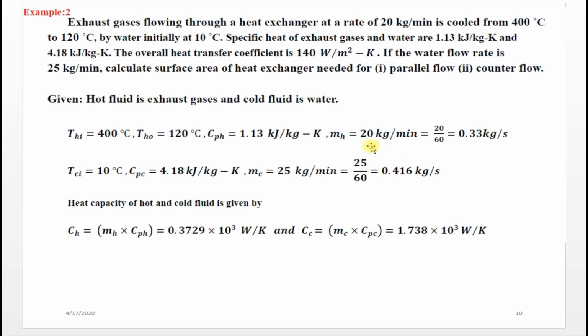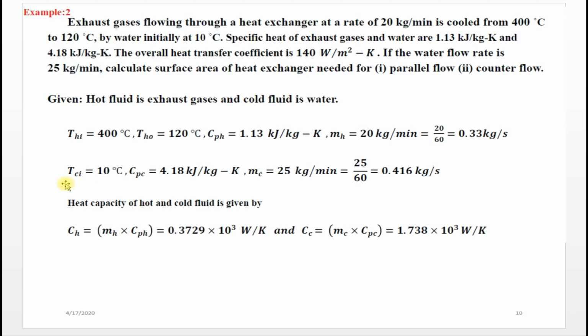This mass flow rate should be in kg per second, because finally we have to get Q in kilowatt, that is kilojoule per second. So we have to convert this kg per minute to kg per second. Always the mass flow rate should be in kg per second. If you convert, you will get 0.33 kg per second.